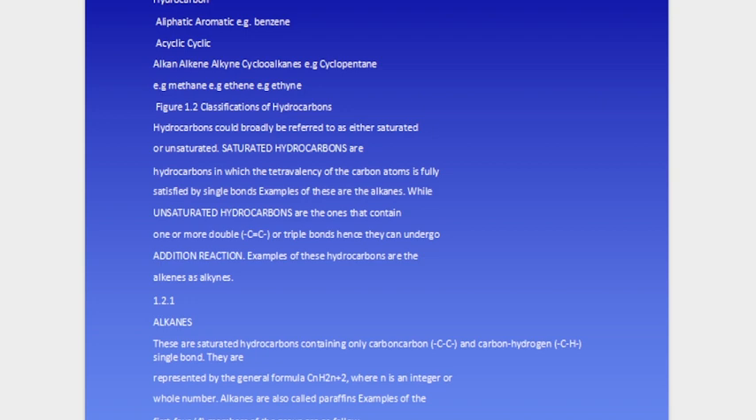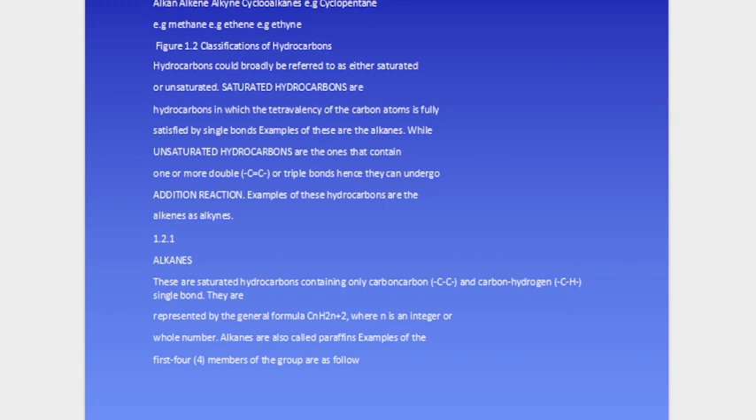Now, with that said, hydrocarbons could broadly be referred to as either saturated or unsaturated. When you say a hydrocarbon is saturated, the implication is that it is completely filled. Saturation means completely filled, and because of that, only single bonds will be possessed between the carbon atoms. So take note of that. When you have a saturated hydrocarbon, every carbon atom in that chain possesses only single bonds. But when you say it is unsaturated, the implication is that you have either a double bond or a triple bond. Hence, addition reaction is characteristic of compounds that have double or triple bonds. Such hydrocarbons are in the homologous series alkenes and alkynes.